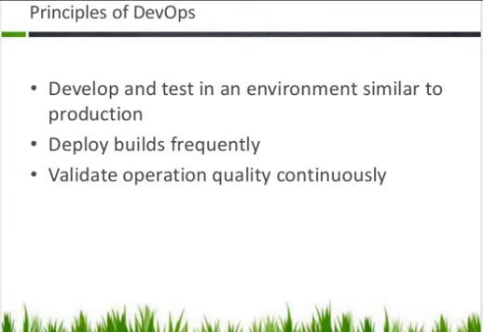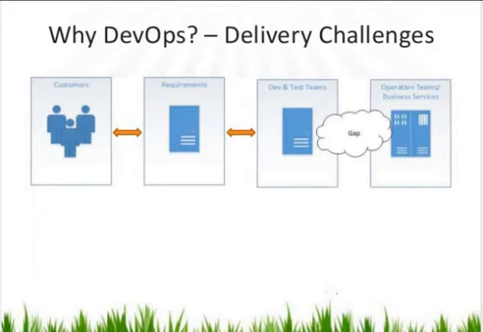Develop and test in an environment similar to the production. Yes, this is a kind of thing I have shown you with the example. Deploy builds frequently and validate operation quality continuously. So rather than checking the testing of a code at the end of the software, you will be checking the code on each and every save of the code, or on each and every commit. So this is a principle of DevOps, right?